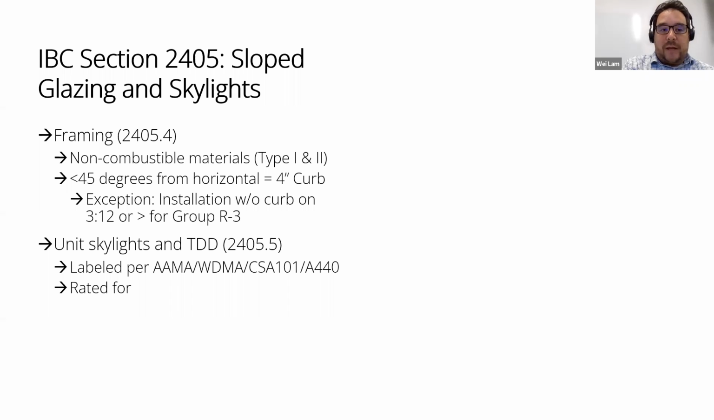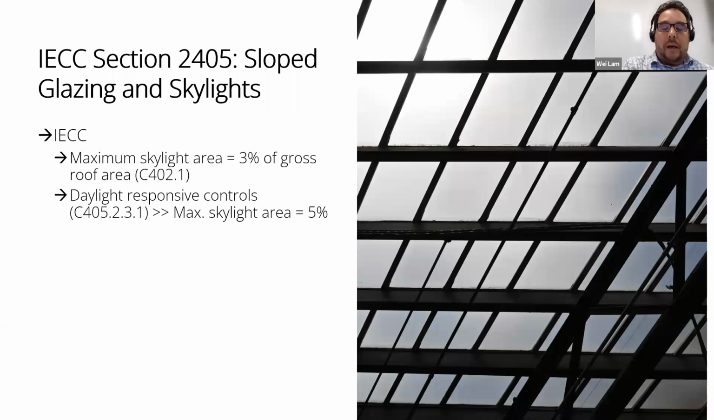There is an exception for that, and I've never really understood this exception. Maybe somebody can explain it to me. You can install without a curb at slopes of 3 in 12 or greater for group R3 projects. Unit skylights and tubular devices are further defined, and they talk about those products being labeled through AAMA 101.